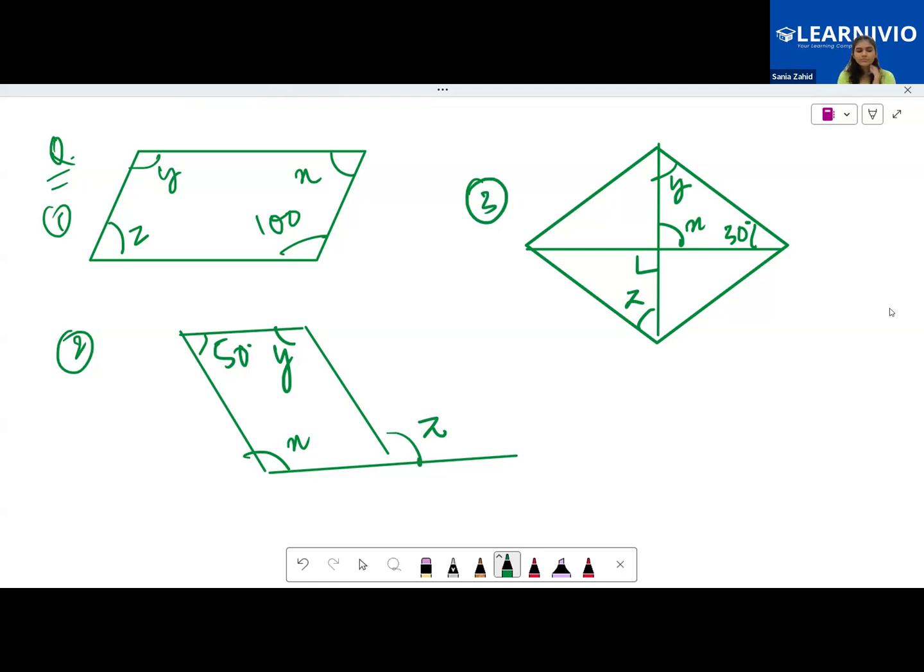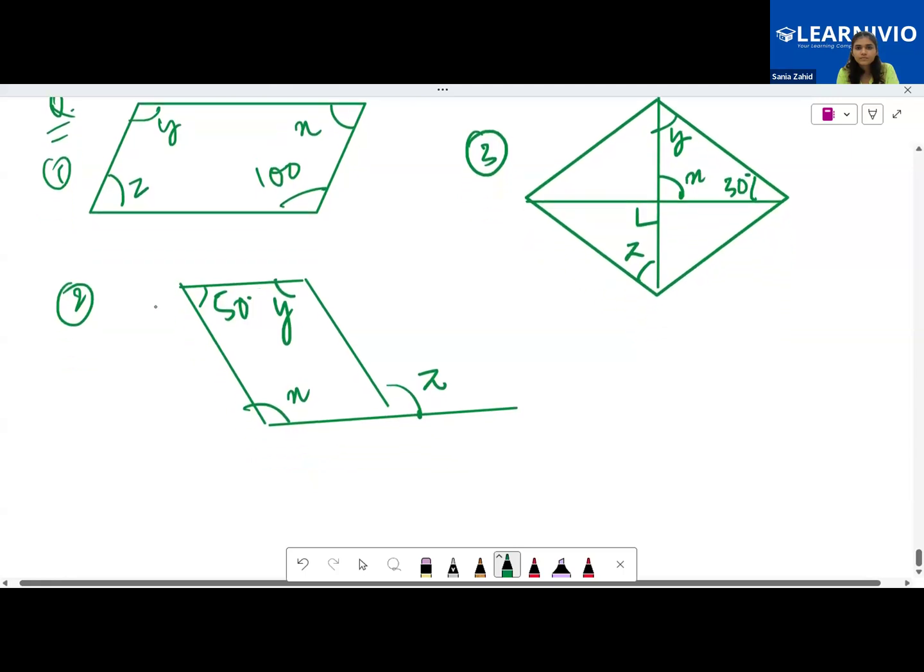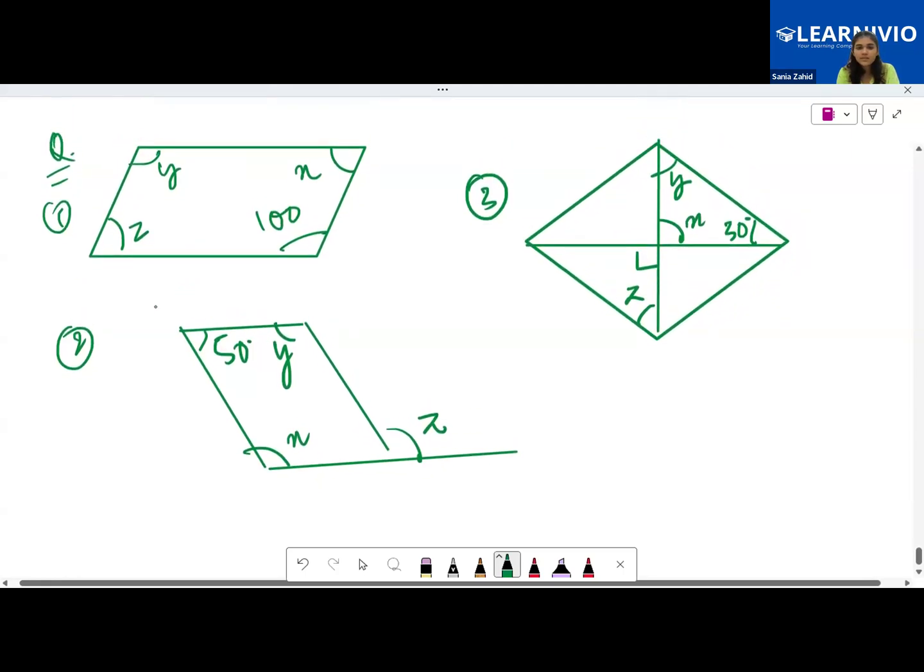Have you done? Yes, ma'am. Let's discuss. So first of all, see, this is 100. So y will also be 100 only because they are opposite. Now, if y is 100, then x will be equal to 80 degrees because of adjacent angles. And if x is 80, then z is also 80. Are you guys getting the same answers? Yes, ma'am.